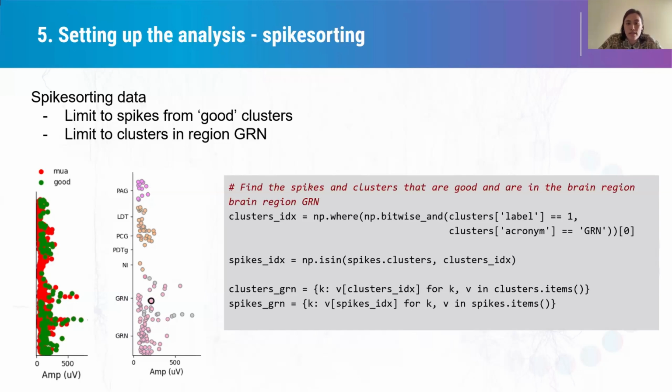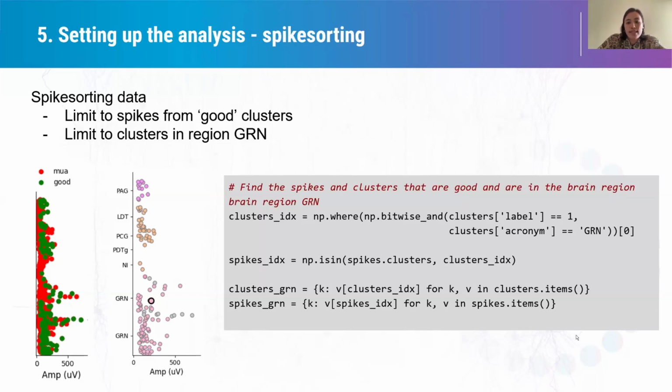In this case, this is indicated in our data by this clusters label. Any cluster that has a label of 1 indicates that it passes our 3 quality control metrics and is good to use. And then we can also restrict to only the clusters in our region of interest, in this case GRN, by using the acronym keyword here, and restricting our clusters to those 2 conditions. In this way, we can restrict our whole spike sorting data set, which probably contains something like 2 million neurons, to much fewer neurons that match our criteria, and then go forward with our analysis.